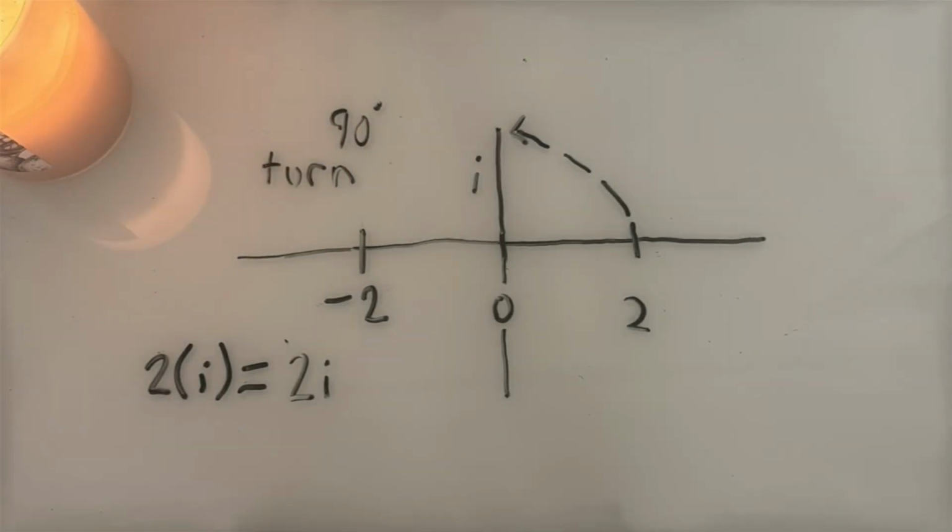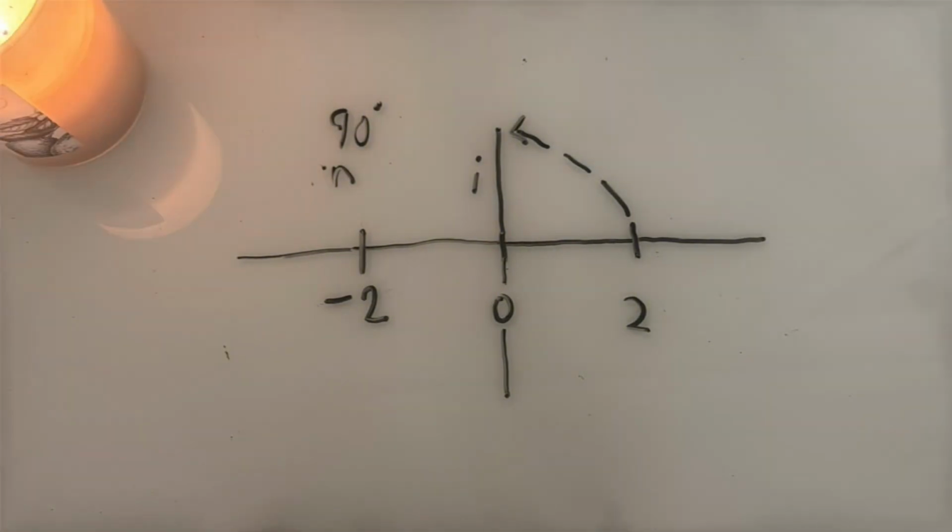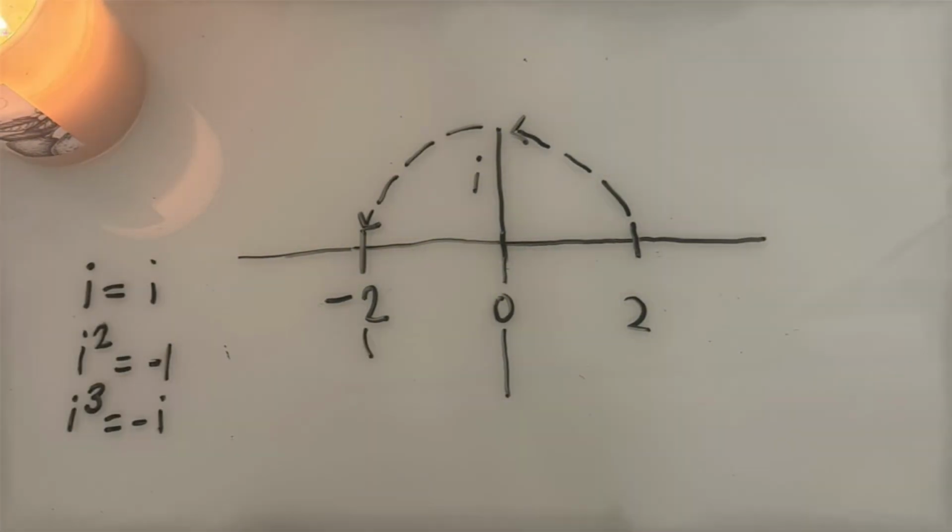Likewise, i to the power of 2 would then equal -1, as represented by a 180-degree turn, and then i to the power of 3 being 3/4 of a circle, and i to the power of 4 returning back to 1.